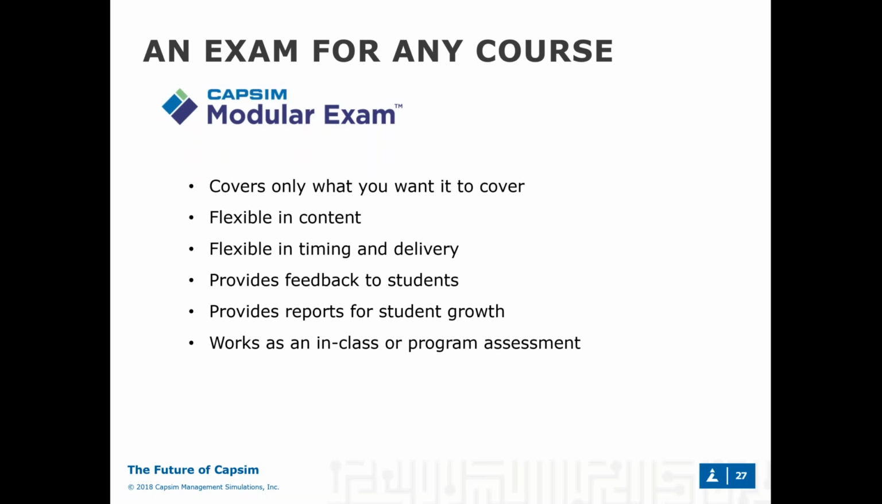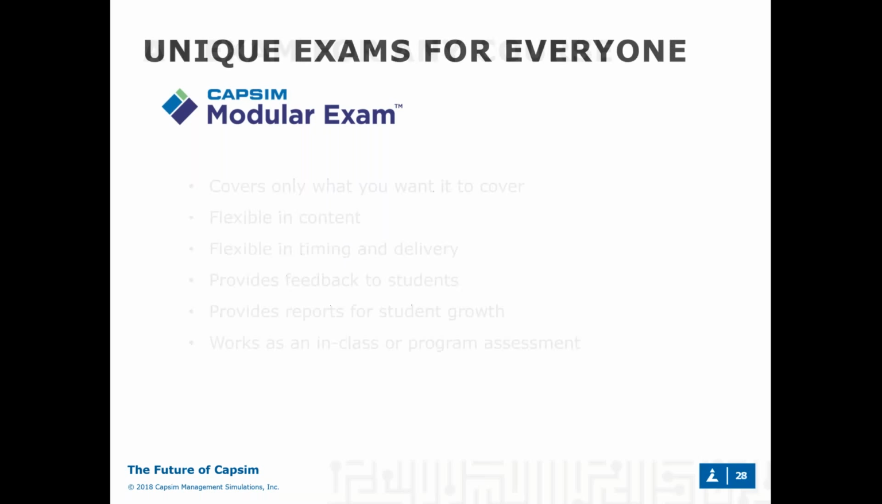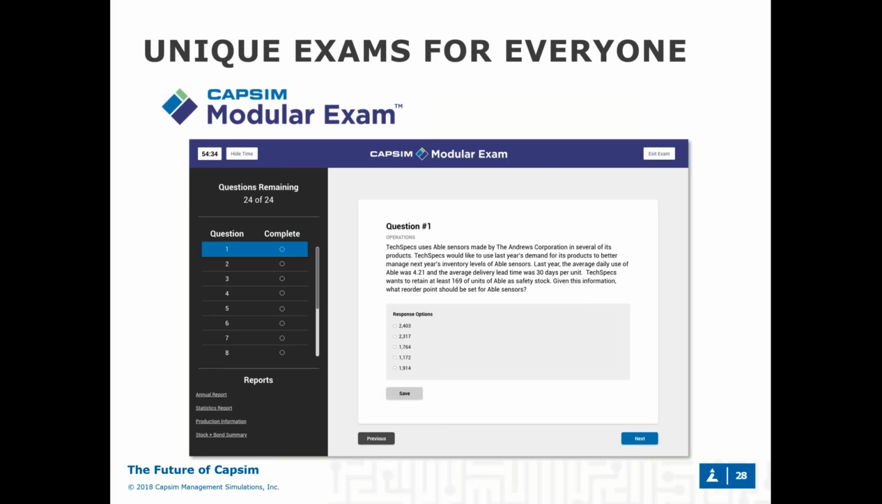Modular Exam is a flexible, graded test. It's tailorable to your course or program objectives. Professors can build a test that contains only the subjects and learning outcomes that you're interested in assessing. The exam duration is completely up to you. You can deliver a 30-minute in-class quiz, a 90-minute final exam, a 3-hour pre- and post-program test. In Modular Exam, students are presented with an online test and they answer questions across a wide range of business topics.